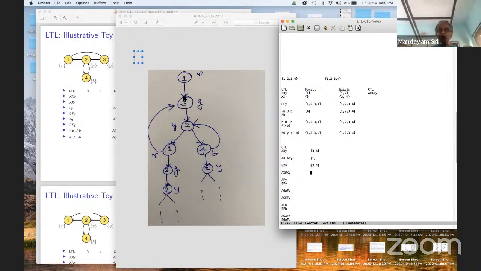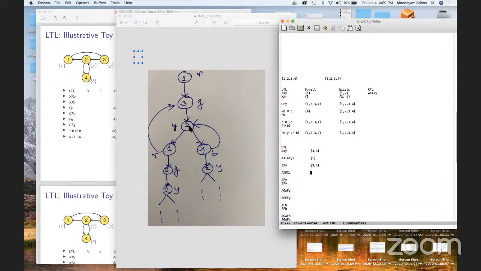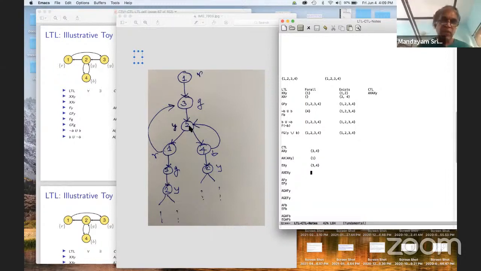Why not 2? Every path from 2 does not, because there is the successor 1, which is not either 3 or 4. That's right. So this is also 1. Okay, good.